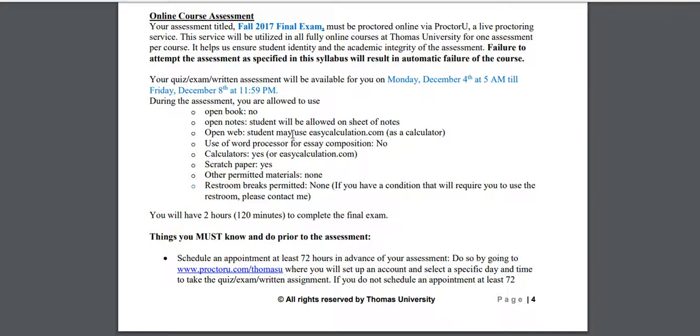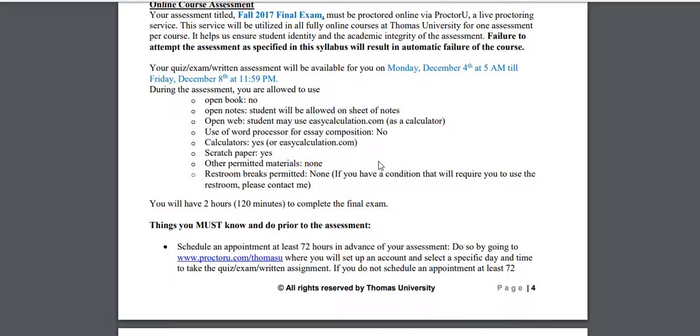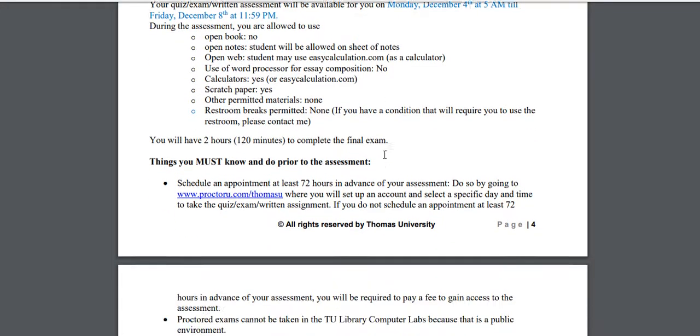If you're using easycalculation.com, you will be able to use that website in replacement of your calculator. There's no need to use a word processor. You can use your calculator like it says. You will be able to use scratch paper, and if you need to use the restroom during your 2-hour period, it really ends up maybe 3 hours because of the setup with ProctorU, then let me know ahead of time, and then I can make an exception. Okay, you'll have 120 minutes or 2 hours.